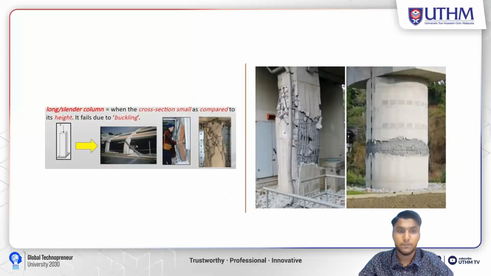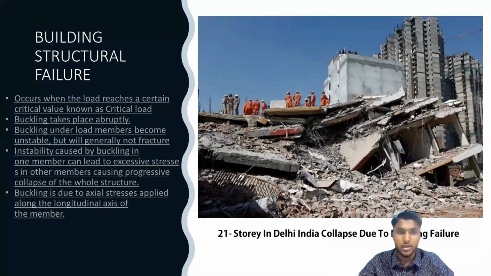Next, as you can see, when the cross-sectional area is small compared to the height, it fails due to buckling because the structure cannot support the load, so it will begin to buckle. As you can see, the two photos on the right side show a highway supporting beam. It has been buckled because of the compressive load it has received. And next, this is a 21-story building in India. It collapsed due to buckling failure.